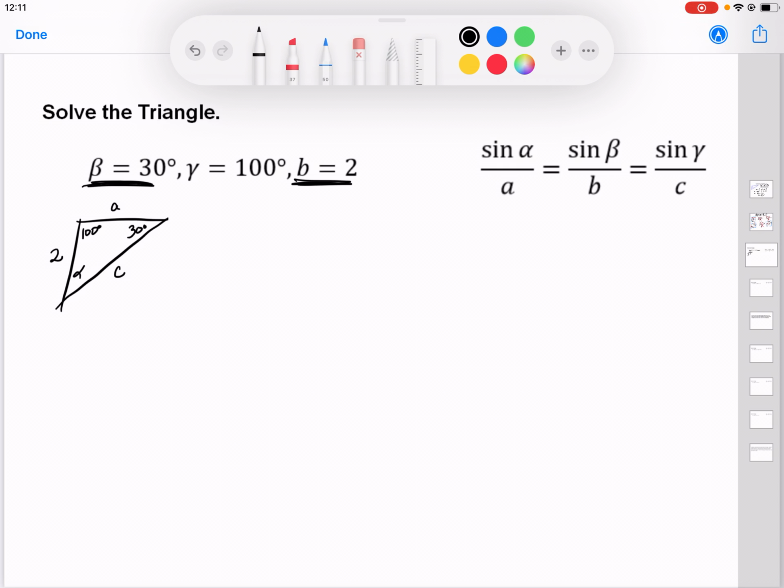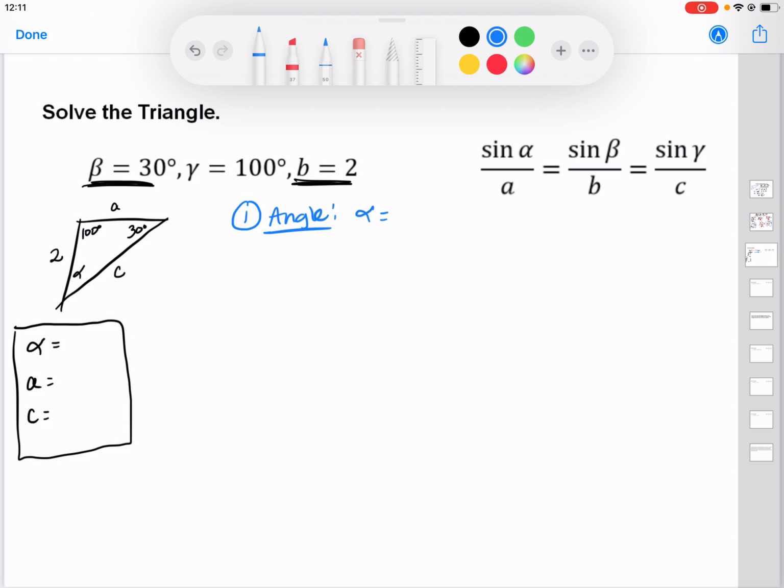So when it says solve the triangle, we are looking for every other remaining piece of information that's not given to us. So we need alpha, we need A, and we need C. And I'm going to go ahead and put these right here when we're done. So first thing I always like to do is find the angle. Law of sines, I usually just find all the remaining angles first. And it will work every time, no matter what kind of triangle, whether it's side-side-angle, angle-side-angle, or angle-angle-side. So let's go ahead.